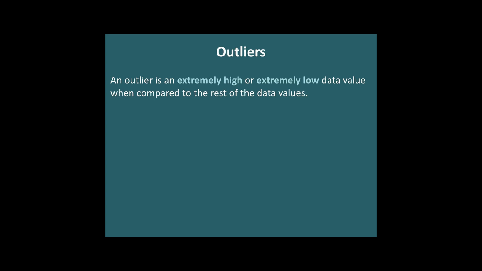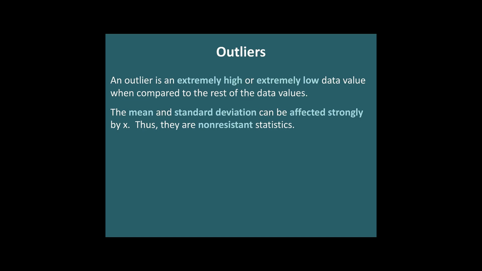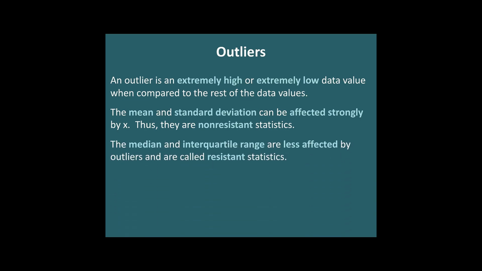Outliers. An outlier is an extremely high or extremely low data value when compared to the rest of the data values. The mean and standard deviation can be strongly affected by outliers. Thus, they are non-resistant statistics. The median and interquartile range are less affected by outliers and are called resistant statistics.